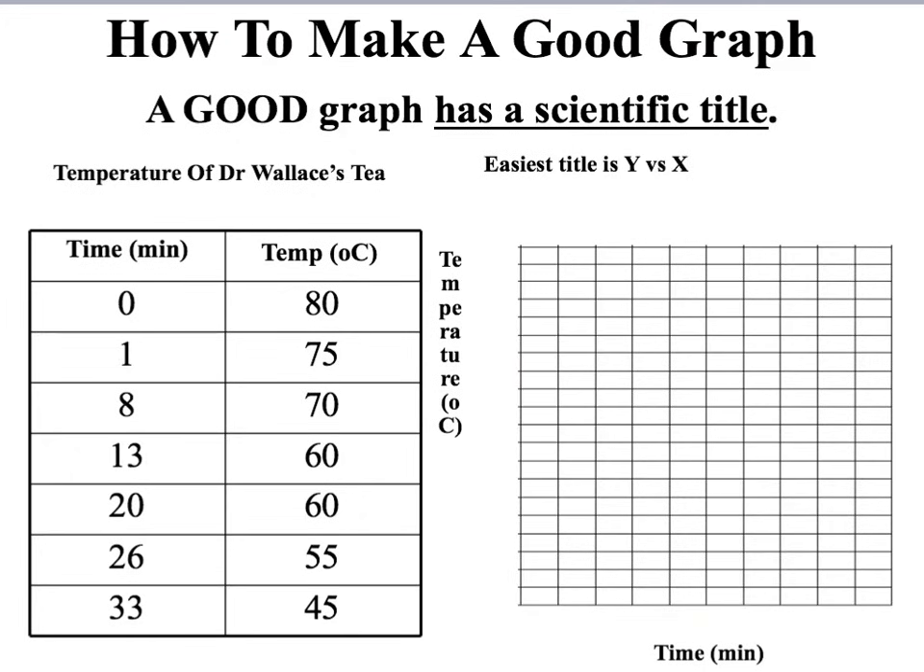The next thing that we want to have for our good graph is, just like our good data table, we want to make sure that our graph has a scientific title. Now the easiest way you can put a title on here is you take what's on the y-axis, which is temperature, and you would say temperature versus what's on the x-axis, time, but then give a little bit better of a description. Temperature versus time of what? And in this case, it's Dr. Wallace's tea.